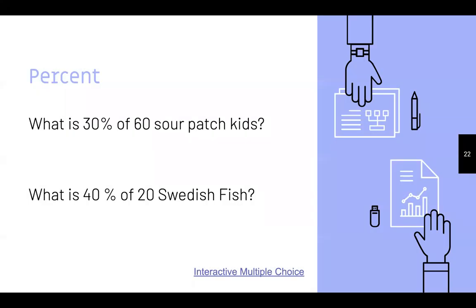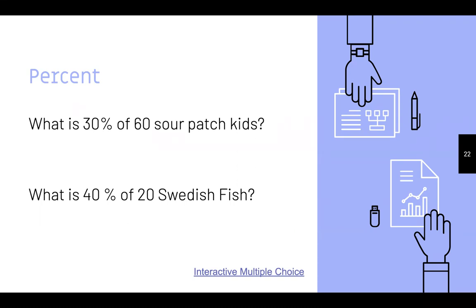Let's try percentages, right? That was another form of a ratio. Now, I will admit that percentages look a little more intimidating. They're a little more complex, and they are. You'll see percentages in businesses, doing taxes, things like that. But let's just look at the context of this problem. What is 30% of 60 Sour Patch Kids?